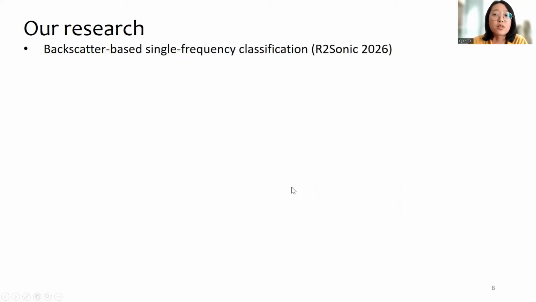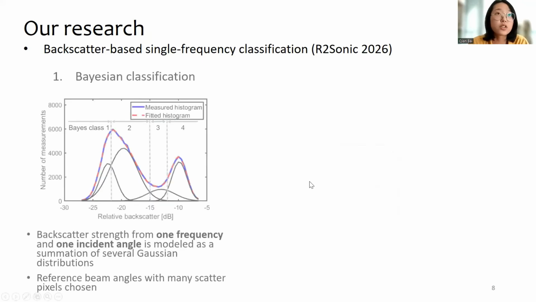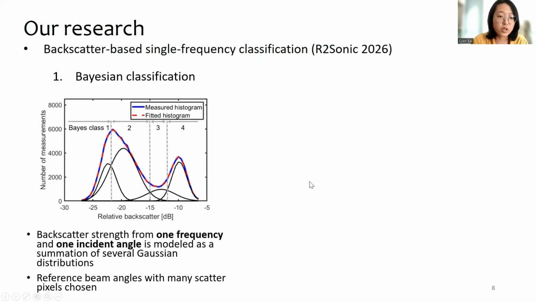Based on this corrected backscatter data, we further applied two classification methods and then related the acoustic classes with the sample property analysis you just saw. The first method is called Bayes classification, which was developed by Professor Simons and Snellen in our group years ago. This method is based on the assumption that backscatter strength from one specific frequency and incident angle can be modeled as a random variable.